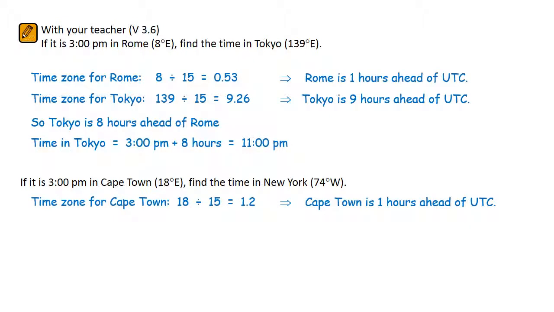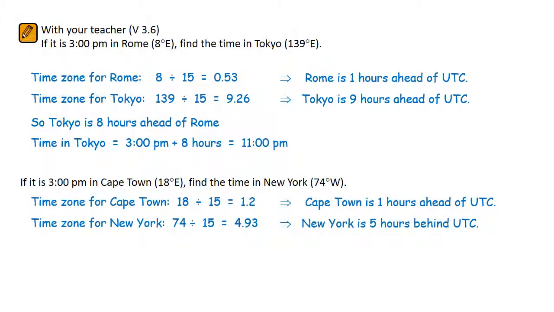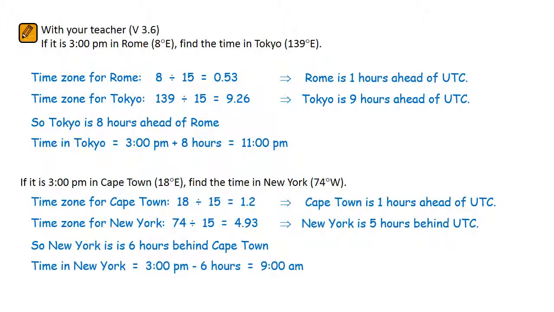74 divided by 15 equals 4.93. Round it to the nearest, that's 5 hours, and it will be behind UTC because its longitude is to the west. So all in all, New York is 6 hours behind Cape Town. The time in New York will be 3 p.m. minus 6 hours. That will be 9 a.m.